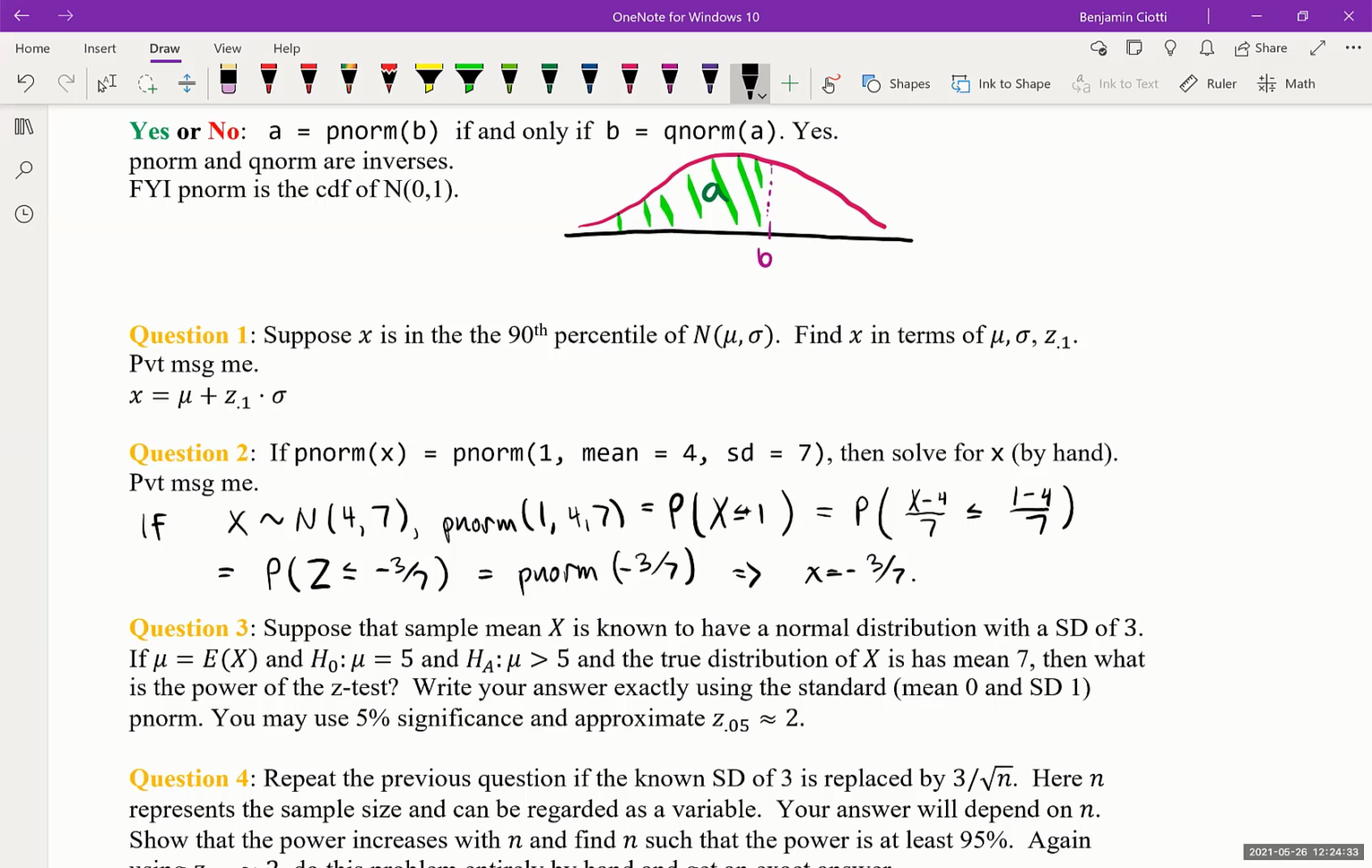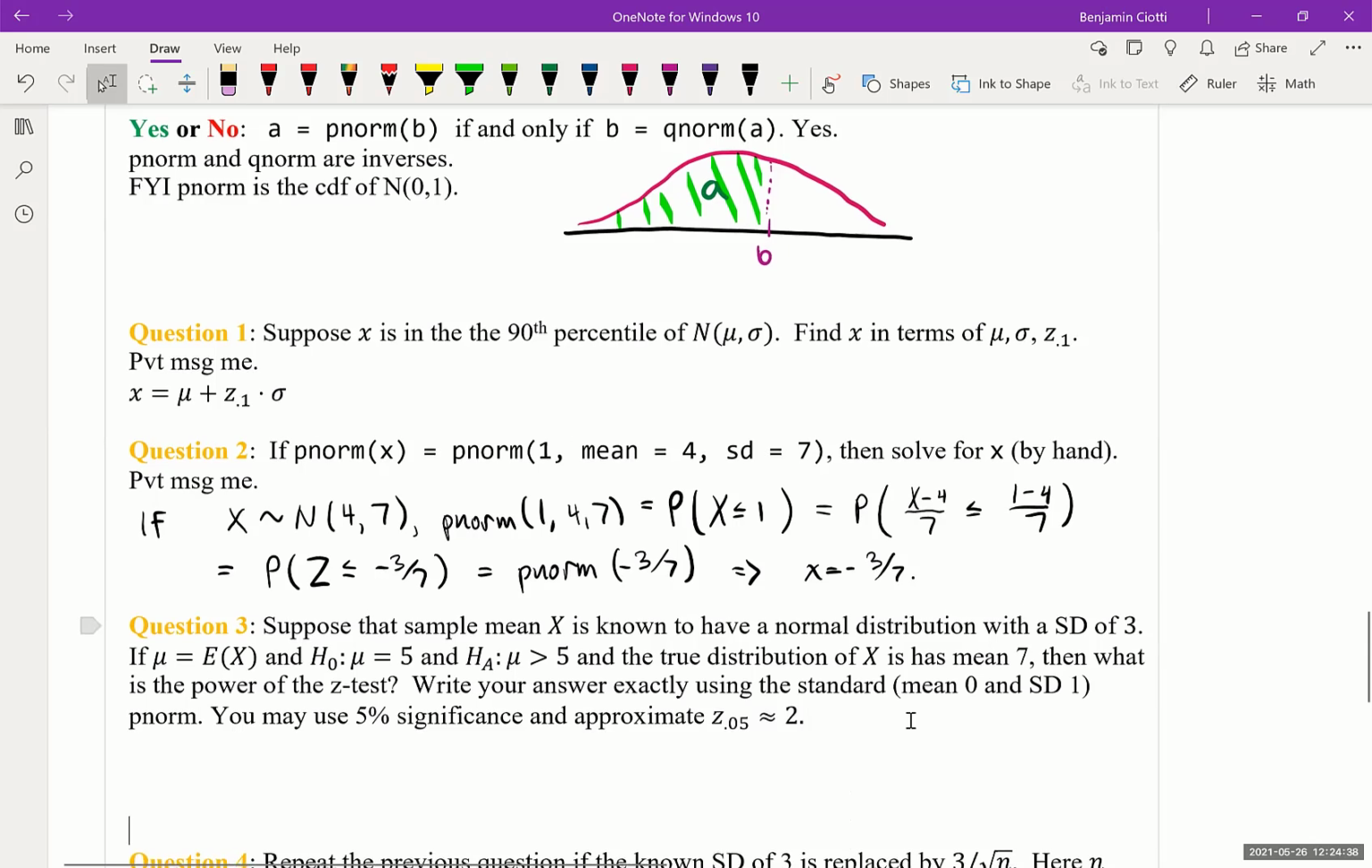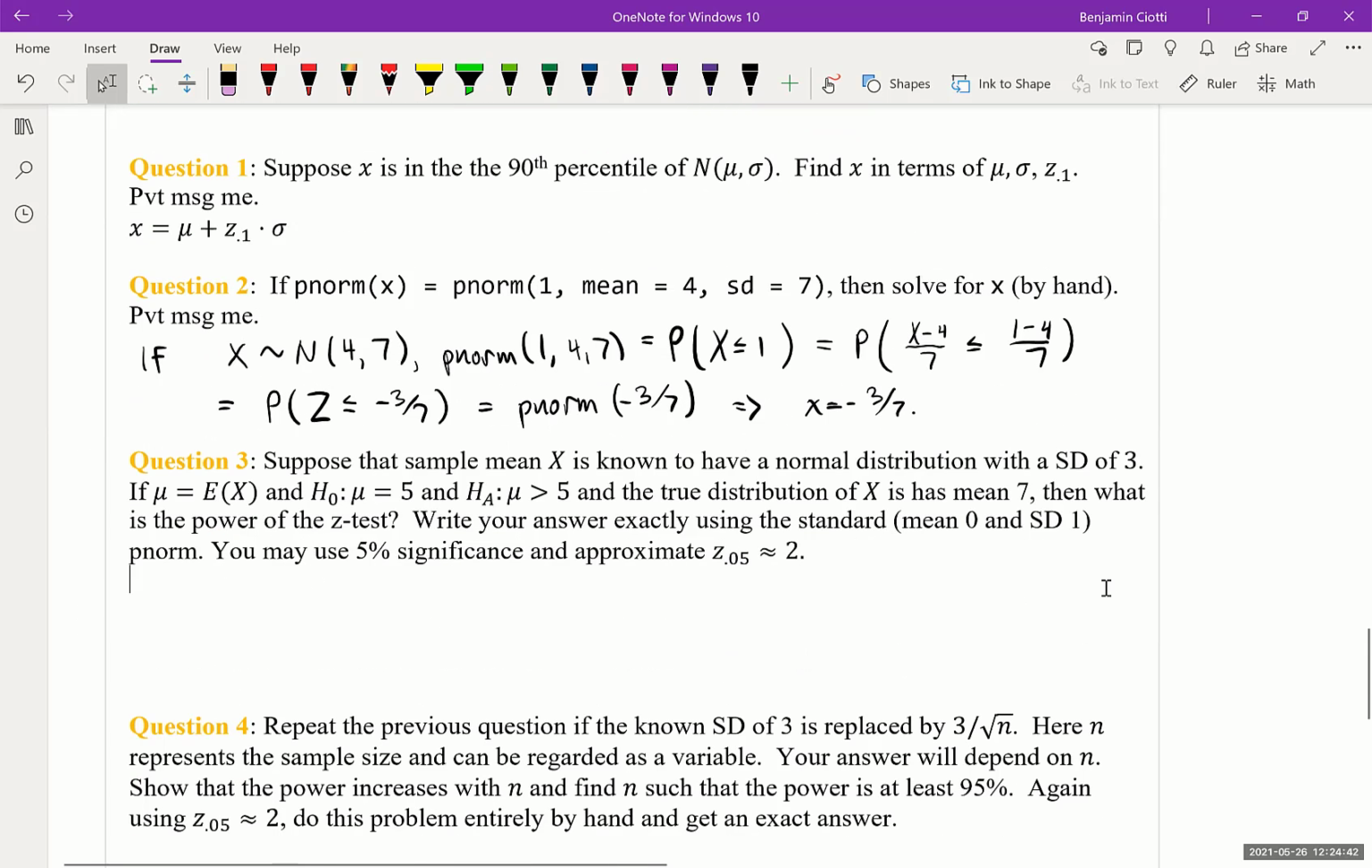Cool. Okay. Let's move on to question 3. These last two are the hardest. So let's see if anyone can get question 3. You'll probably want to draw a picture.